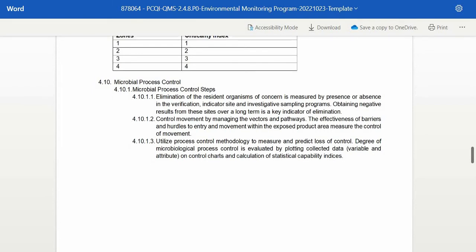2. Control movement by managing the vectors and pathways. The effectiveness of barriers and hurdles to entry and movement within the exposed product area measure the control of movement. Third, utilize process control methodology to measure and predict loss of control. Degree of microbiological process control is evaluated by plotting collected data on control charts and calculation of statistical capability indices.